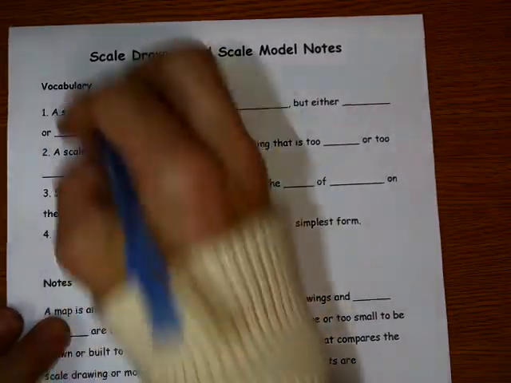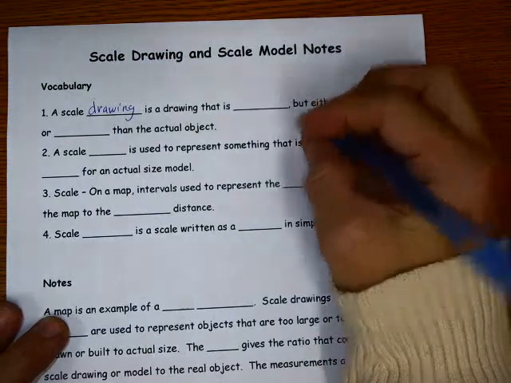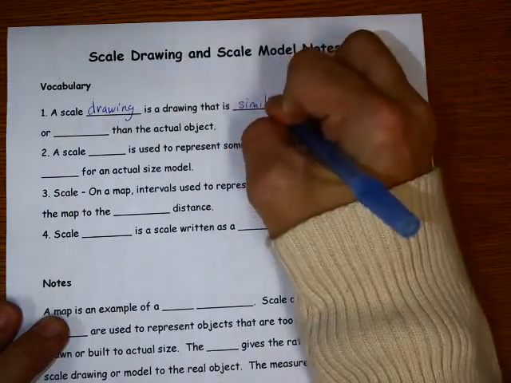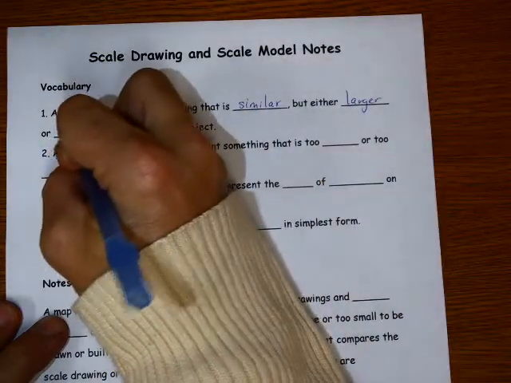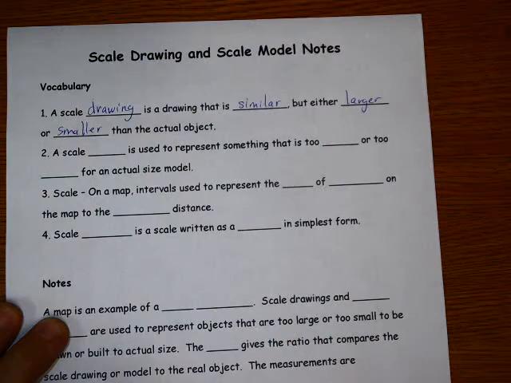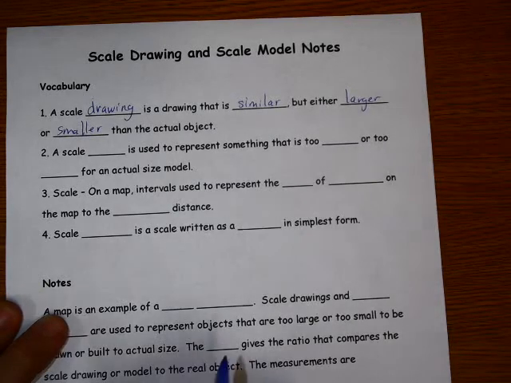Okay, so a scale drawing is a drawing that is similar but either larger or smaller than the actual object. Normally it's smaller, and a good example of this, if you think of a map, is a perfect example of a scale drawing. Like if you saw a map of Texas, obviously on a sheet of paper, that's not how big the state of Texas is. They've made it smaller, but it actually looks like the shape of Texas. It's just obviously been shrunk.